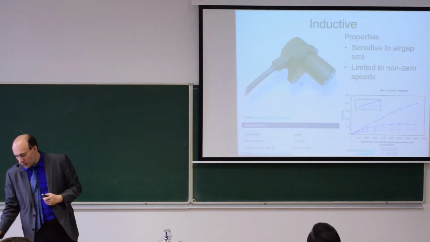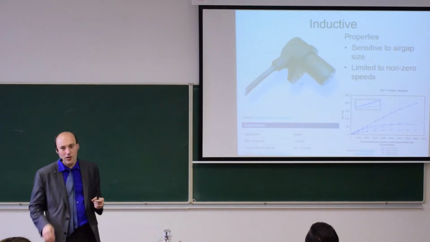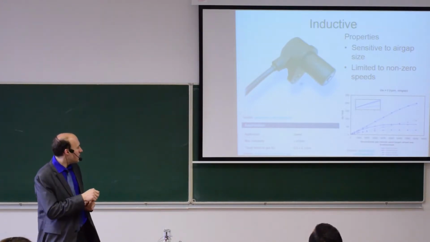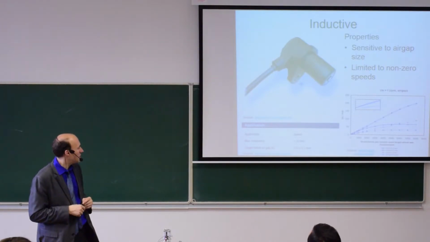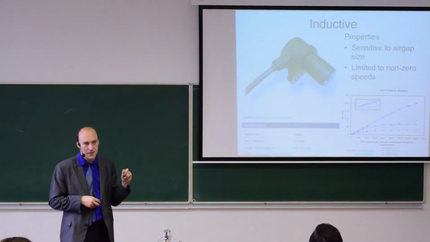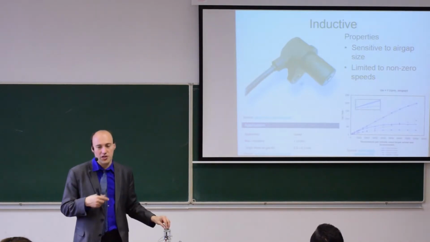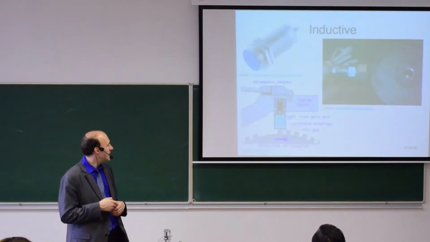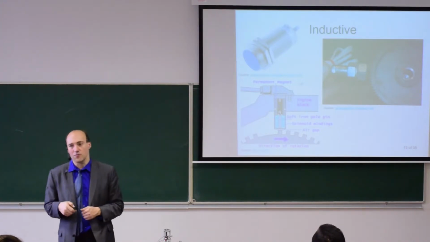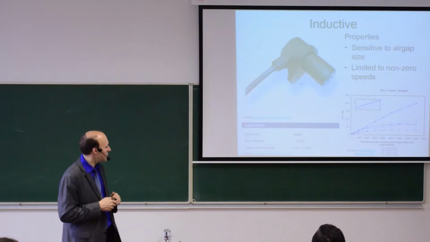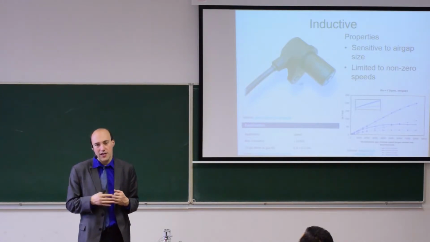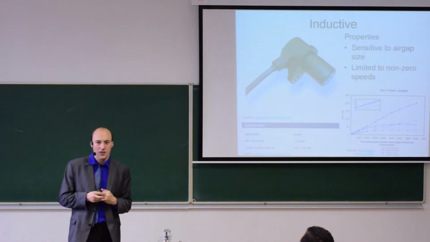Those sensors are used in automotive applications typically, either to time the engine control or, for example, to control the ABS system. Here you have an example of an automotive sensor based on this principle. It is sensitive to the air gap size, and it's also limited to non-zero speeds. The reason why is that if I have zero speed, or if the speed is too small, then the induced voltage will be very small and I will not be able to pick it up. So those sensors are limited, let's say, to frequencies higher than a few hertz. 5-10 hertz is the minimal frequency where you can use this kind of sensor.